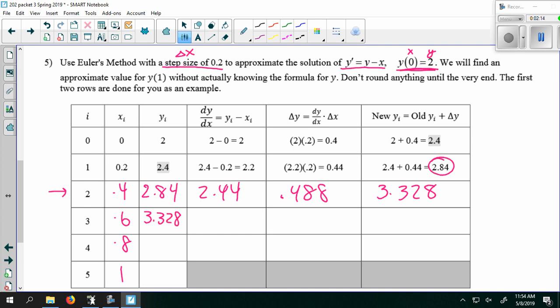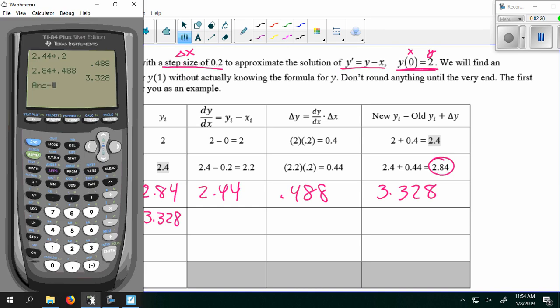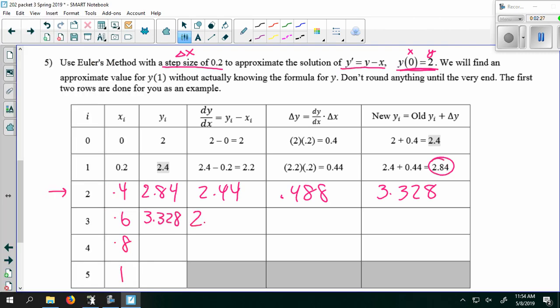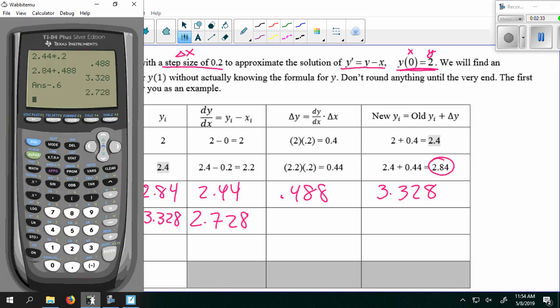3.328. Okay, dy dx is y minus x. So 3.328 minus 0.6, that's the x value in this row. And so I get 2.728. And then the change in y is the slope, which I just calculated, times delta x, which is 0.2. So 0.5456.